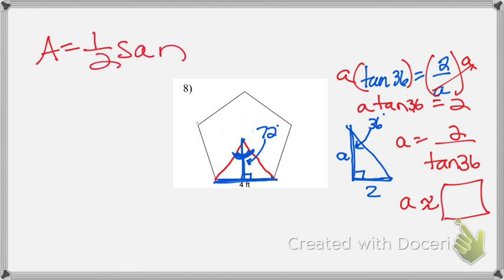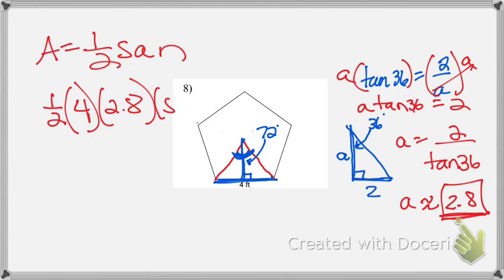Let me get my calculator and see what that equals. Okay, so 2 divided by tangent of 36 is approximately 2.75 or 2.8 or whatever, but again, I might write that down. I'm not going to use that number. I got to use the whole number in my calculator. So the final answer is going to be 1/2. S was 4. A is the number in my calculator, and N is the number of sides, 5.